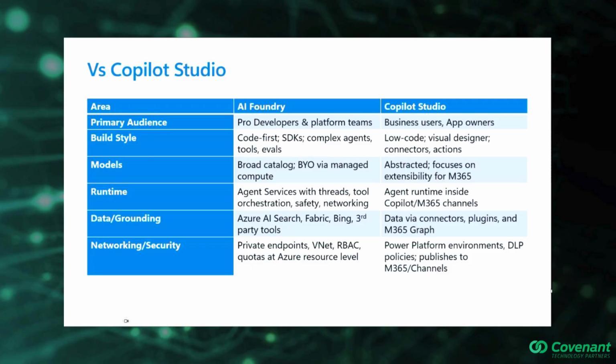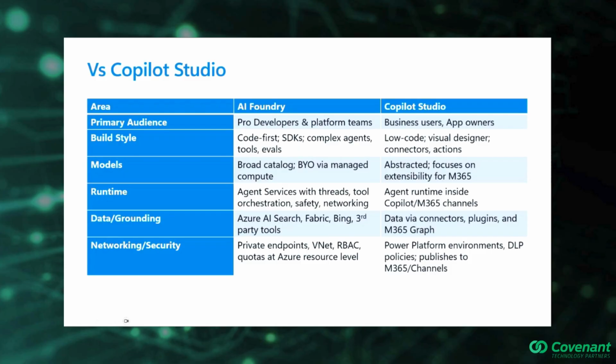From that perspective, you really have no control over the models that are being used in Copilot Studio. The models are managed by the service. They're managed by Microsoft. It may be some of the same models that are available in AI Foundry, but all of that is abstracted out for you, and you don't really see it. And it really is focused on extensibility for the M365 platform, as opposed to building out truly custom differentiating types of AI agents that you might have elsewhere in your business.